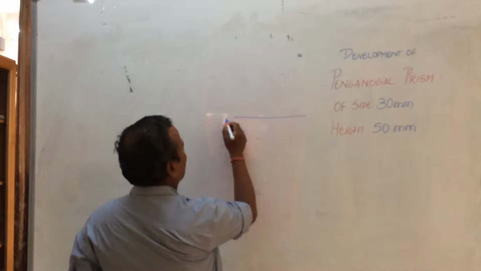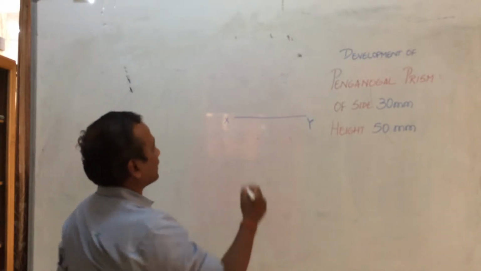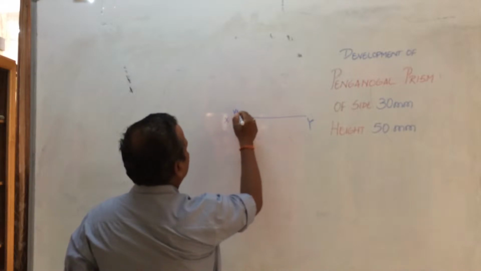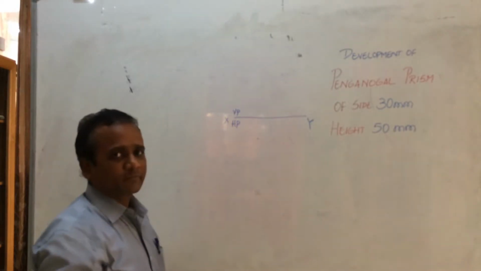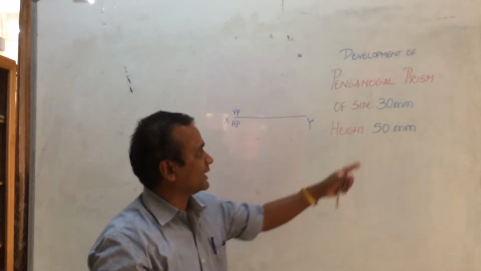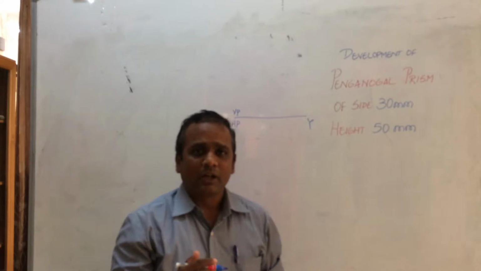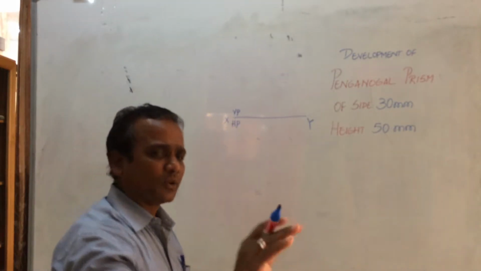Just imagine I take one line as an X and Y, where all the above surface will be the vertical plane VP and below will be the horizontal plane HP. The first condition is to draw a pentagon of side 30 mm. I will let you know how to draw a pentagon of side 30 mm. Very simple enough to go with this.